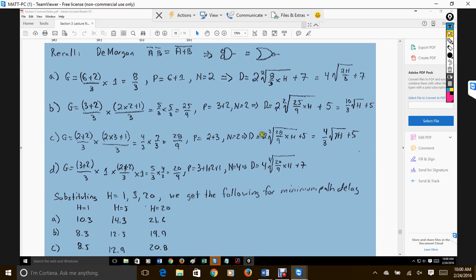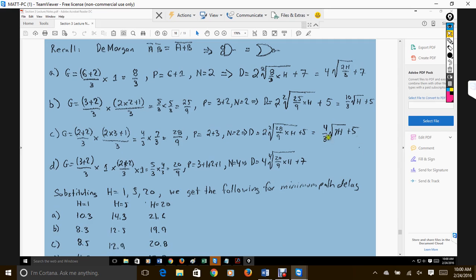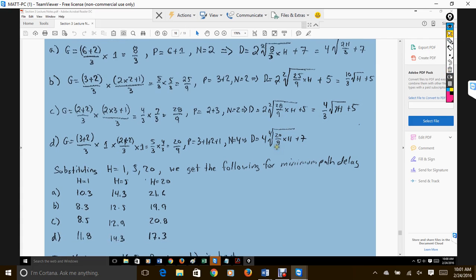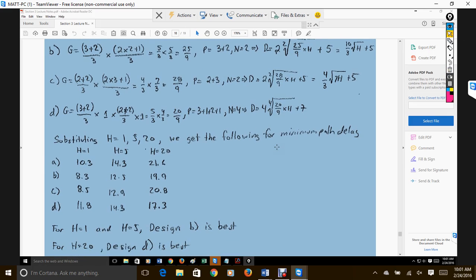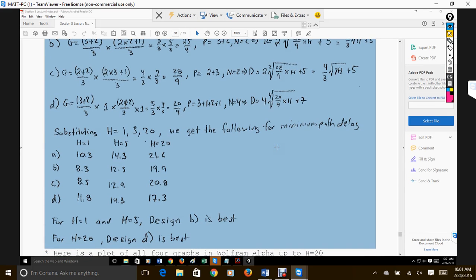And as a result, we have 4 stages. And so now we're taking the 4th root times 4 over 20 over 9 times H plus 7. And so doing some plug and chug, you could put those in a calculator, and you get the minimum path delays.